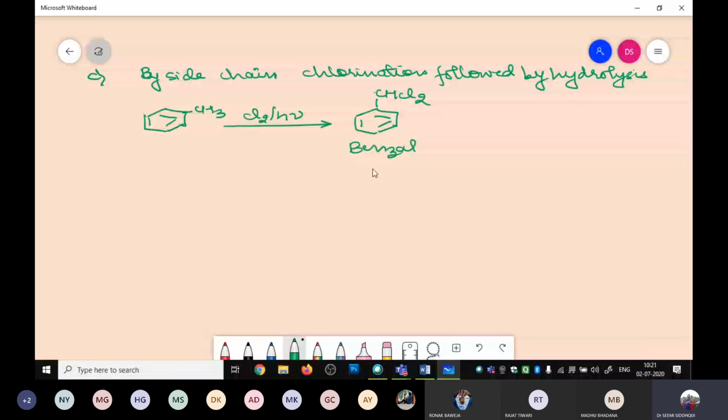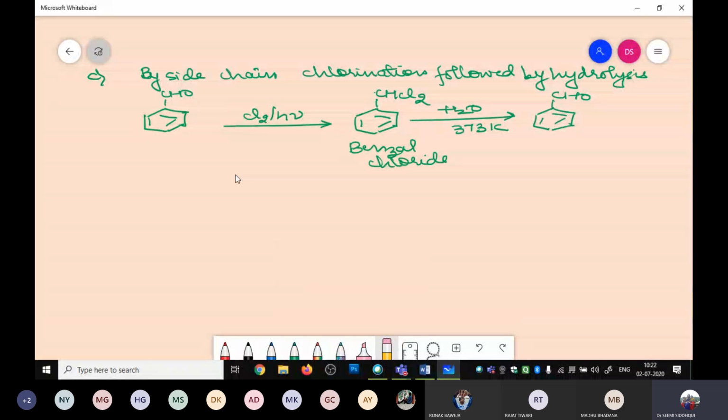Means what it has made? It has made a benzyl chloride. Now further, what happens to this? Again the hydrolysis takes place at the temperature 373 Kelvin. Then it converts your CH2Cl. Okay, because I have used this as a first position, therefore I am replacing this also. On this position also you are going to put the CH3, over there only you are required to do the substitution. Got it?